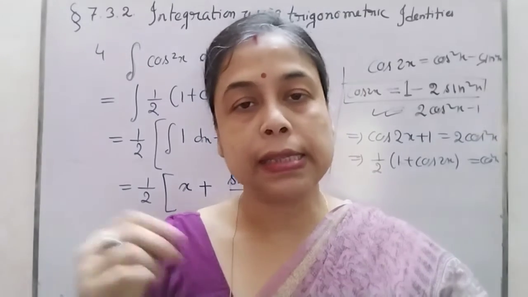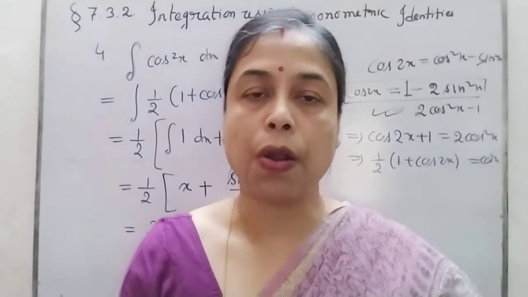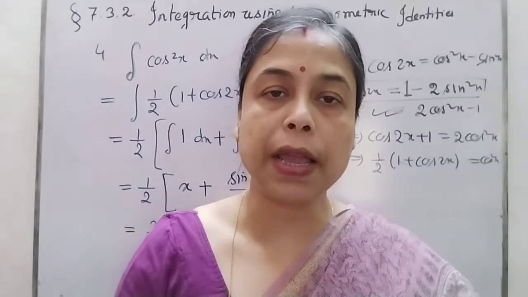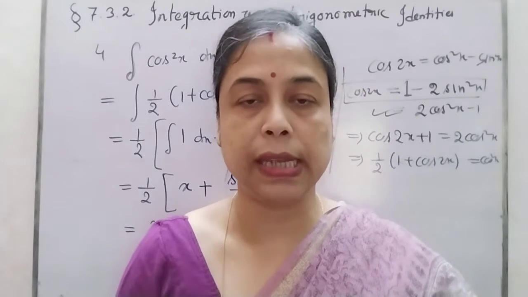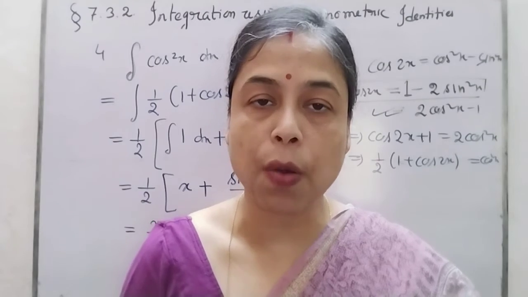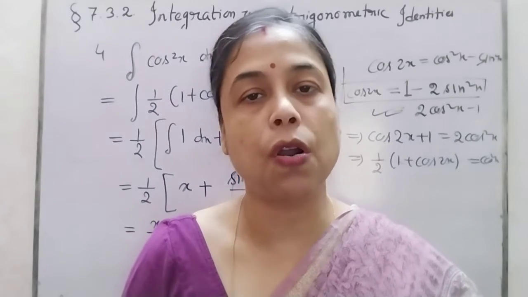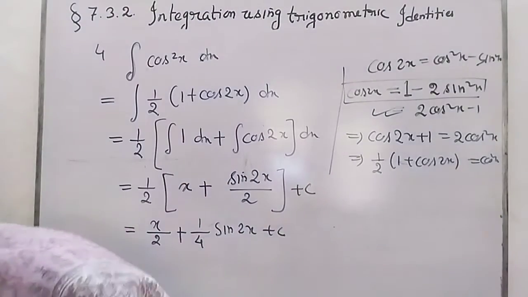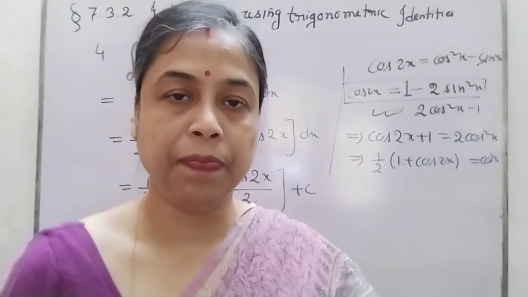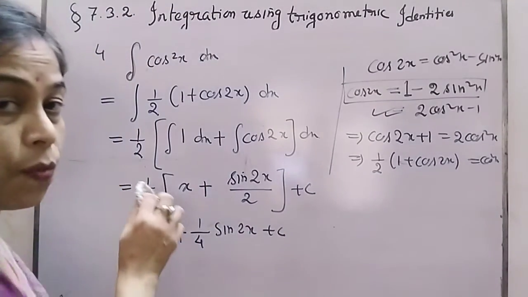Suppose you have sine to the power 4 or cos to the power 4 or sine to the power 6, cos to the power 6, like that. When we have an even power of sine or cos or both, we are going to convert in terms of cos of double angle. Okay, for example, I will try to give you one solution.